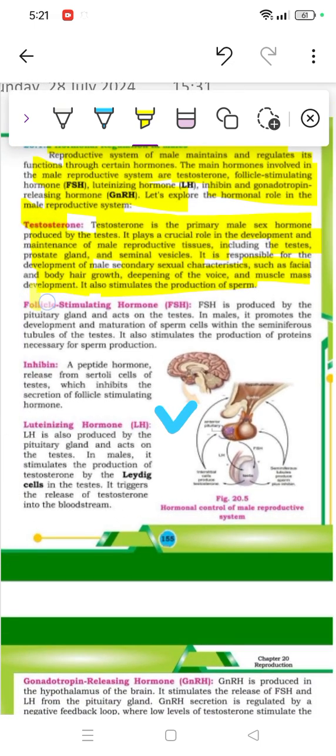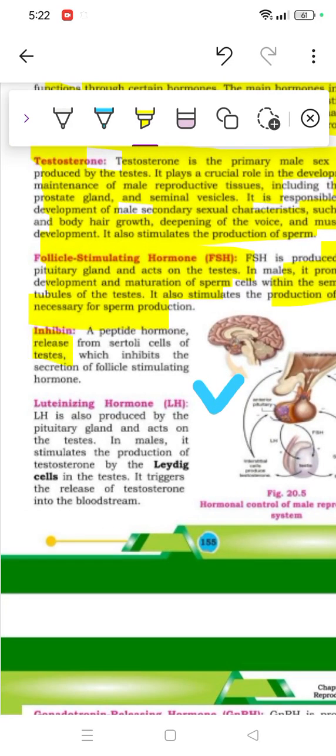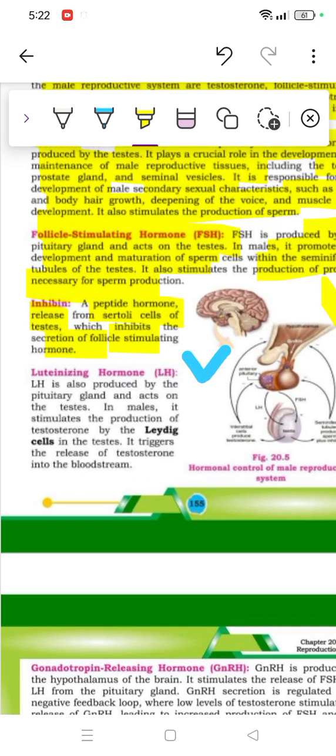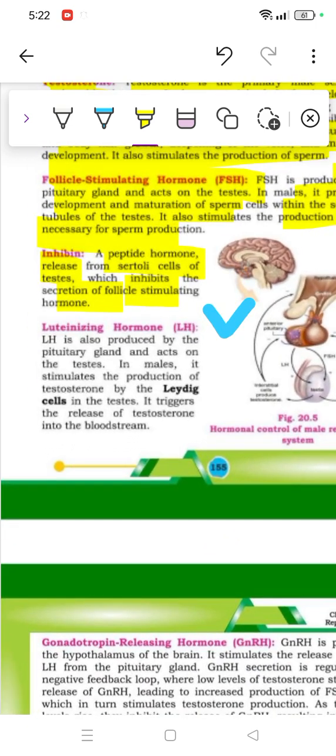Then we have follicle stimulating hormone, which is produced by the pituitary gland and acts on the testes. It promotes the development and maturation of sperm within the seminiferous tubules. Seminiferous tubules are present in lobules, and we have around 1 to 3 seminiferous tubules in each lobule. It stimulates production of proteins necessary for sperm production. Then we have inhibin, a peptide hormone released by the Sertoli cells of the testes, which inhibits follicle stimulating hormone. We were done with this concept in detail.